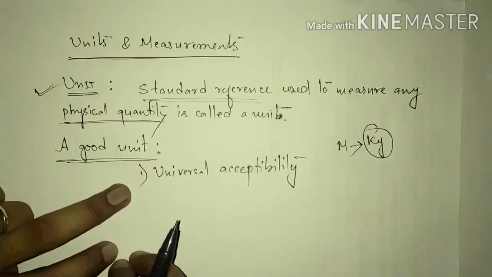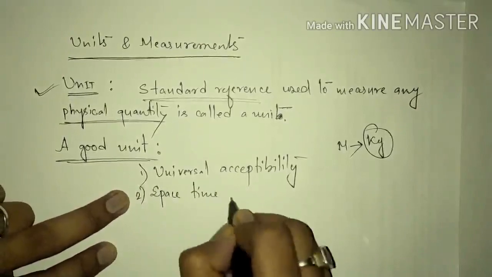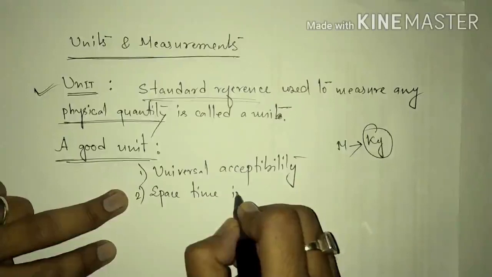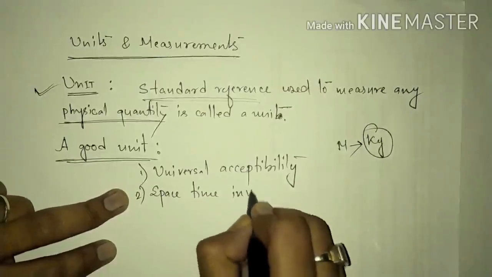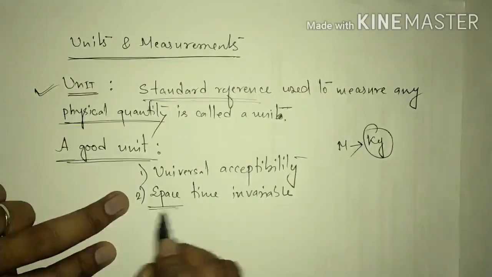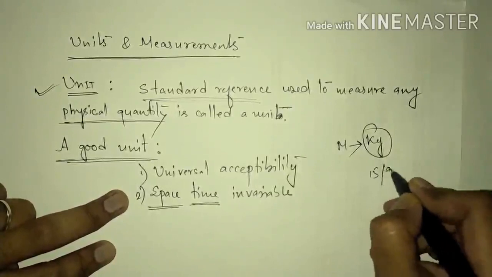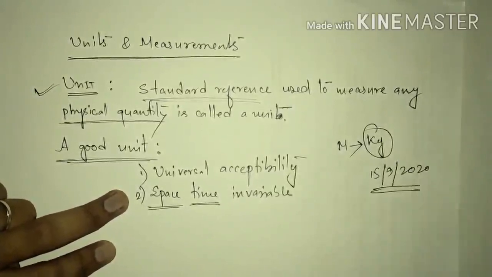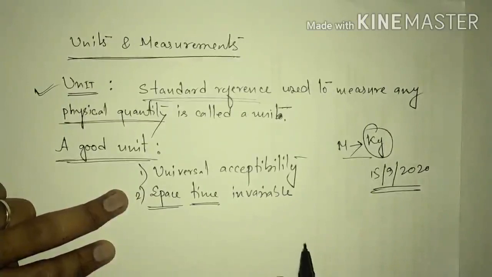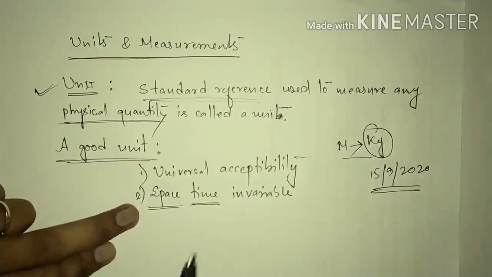Number 2, space-time invariable. A good unit must be space-time invariable. That means the unit should not vary with variation of space and time. If I say that today, 15th of September 2020, the SI unit of mass is kg, then if I go to other countries, the unit of mass should also be kg. That means it should not vary with space and time. This is what is called space-time invariable.